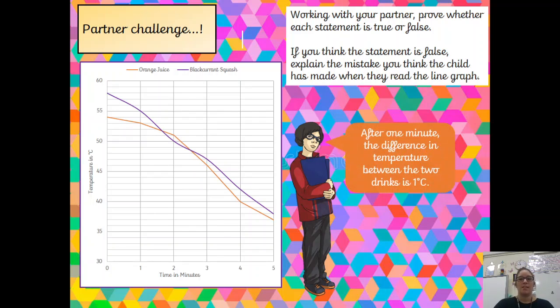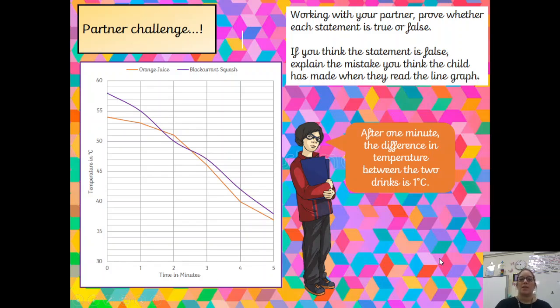So this child here says after 1 minute, the difference in temperature between the two drinks is 1 degree Celsius. So after 1 minute is our first piece of information there. So we're going to go to 1 minute, and the difference between the two drinks is 1 degree. Okay, so we know how to find the difference. If we start with the blackcurrant, it is 55 degrees Celsius. And the orange juice is 53 degrees Celsius.